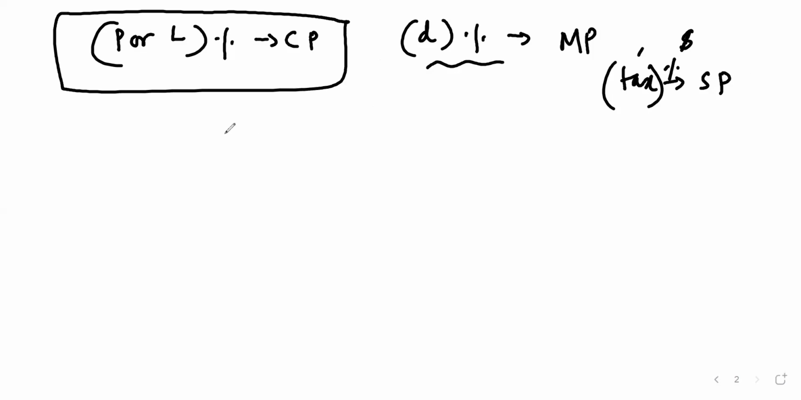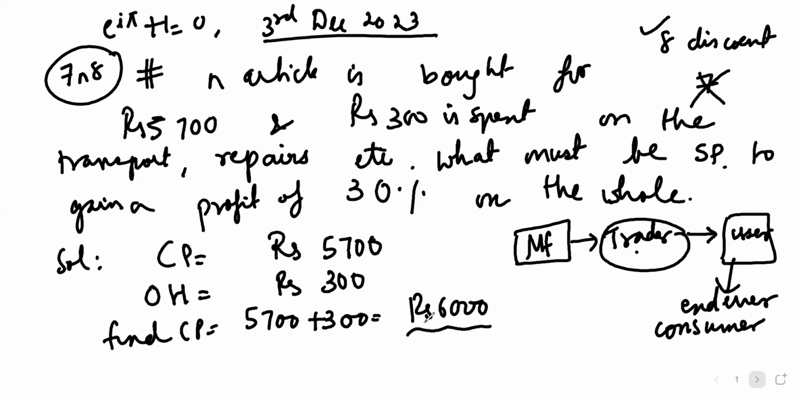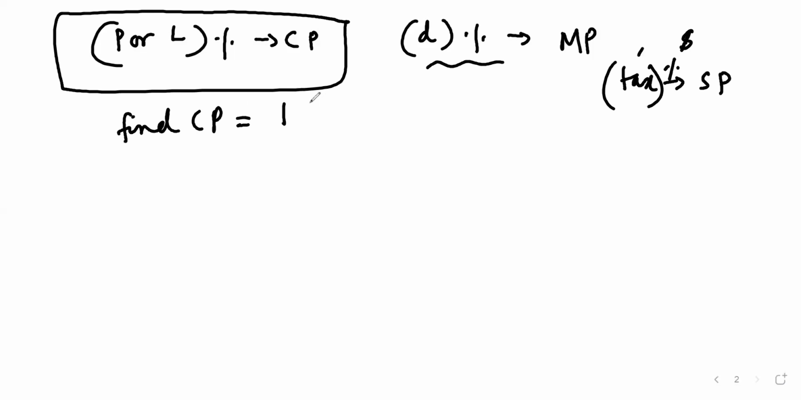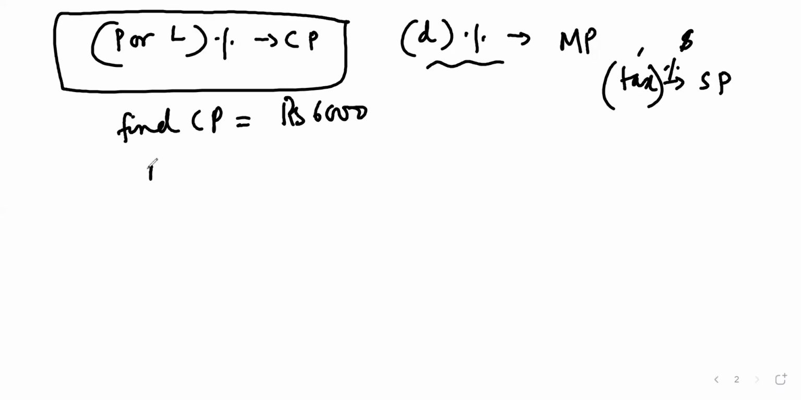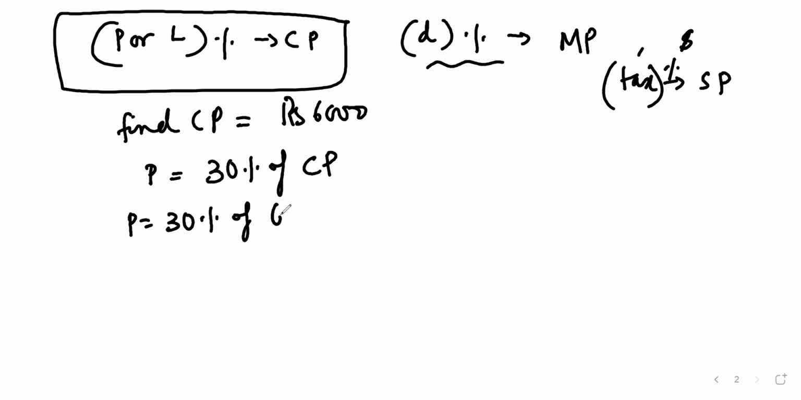So what are we doing in this problem? We have found the final CP. We added the original CP 5,700 to 300 and got rupees 6,000. So the final CP is rupees 6,000. Now he has to sell it. What must be the selling price to get a profit of 30%? So profit is equal to 30% of what? Profit or loss is always upon the cost price, CP. 30% of 6,000. Profit is 30 upon 100 into 6,000.